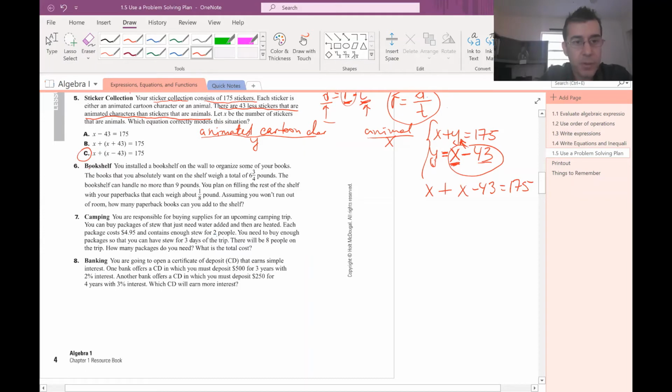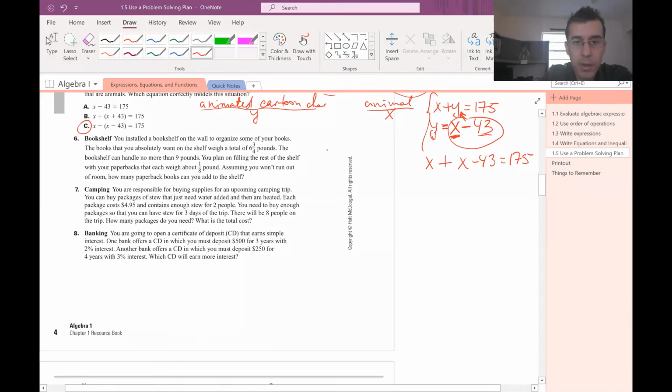Okay. Number 6, bookshelf. You install the bookshelf on the wall to organize some of your books. The books that you absolutely want on the shelf weigh 6 and 3/4 pounds. Okay. The bookshelf can handle no more than 9 pounds. So the 9 pounds is everything the bookshelf can handle. You plan on filling the rest of the shelf with your paperbacks. Okay, so we're adding more pounds. So whatever we have here that you absolutely want, then the rest of the shelf will be paperbacks.